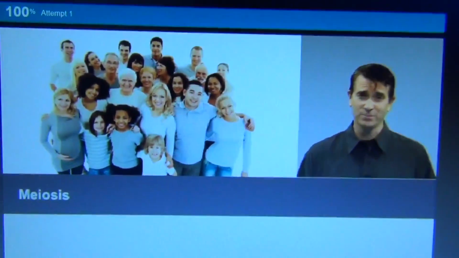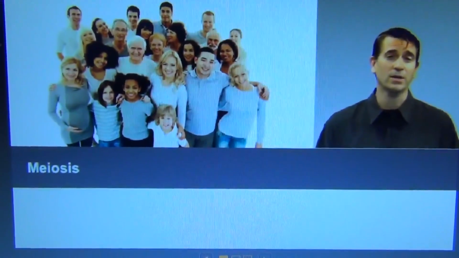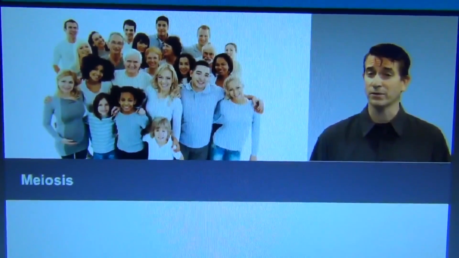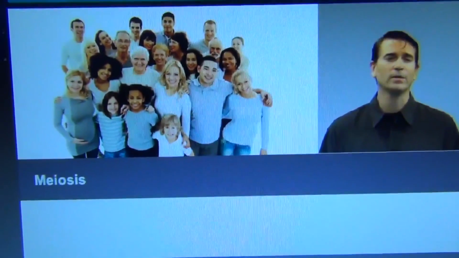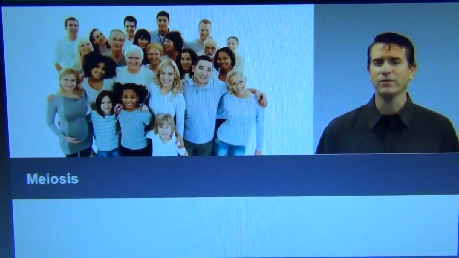Take a good look at this picture. What do these people all have in common? Well, among other things, they all have 2 eyes, a nose, a mouth, and 2 arms. So people look very similar to each other, but they also look very different. What can account for these differences?